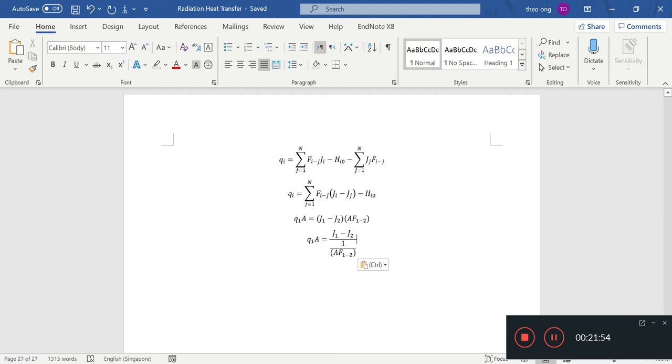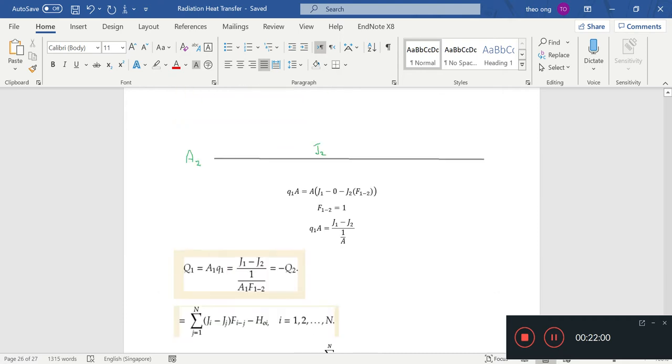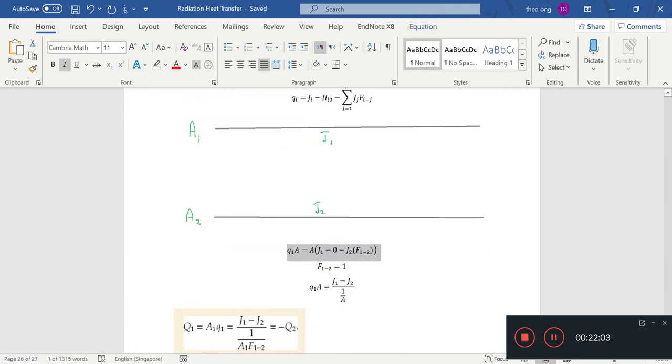So I'm going to stop here for this perhaps part 1 of the network analogy. I'm going to continue the explanation as to why this is still valid and how we actually come to the same conclusion as over here.